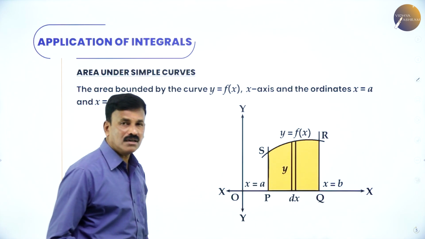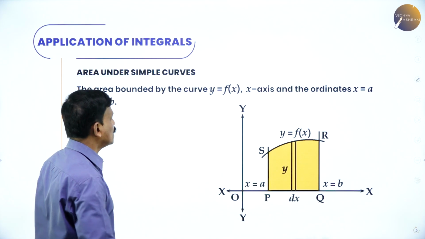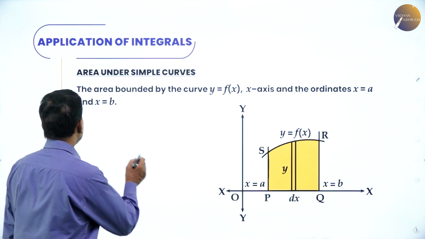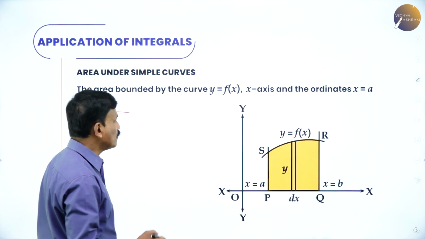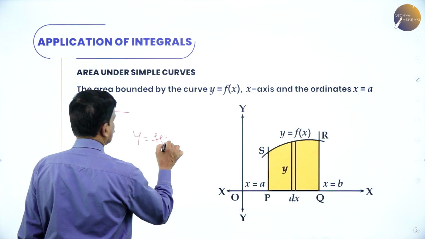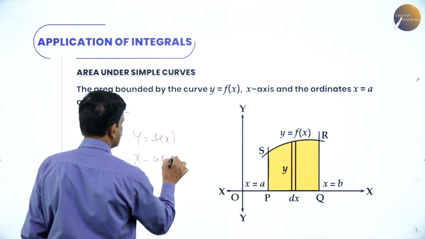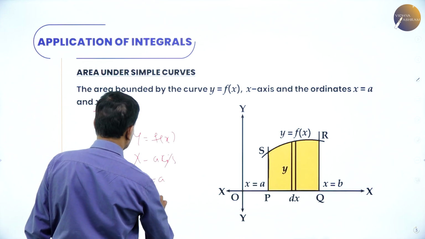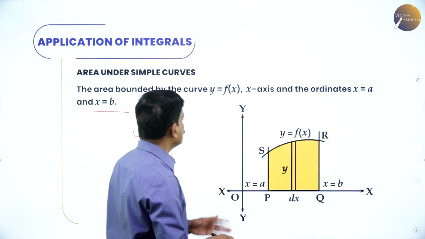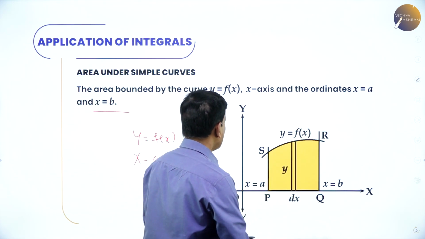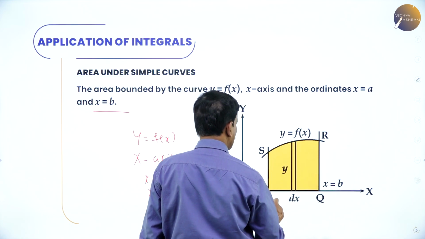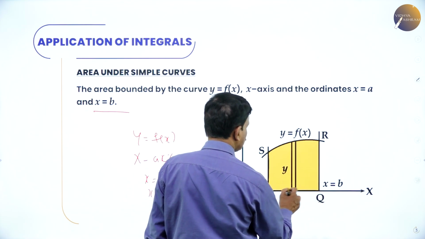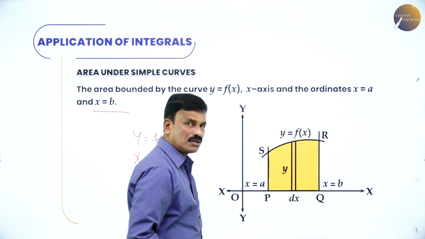So to find the area under simple curves, let us consider a curve y is equal to f of x on the x-axis and bounded by the ordinates x is equal to a and x is equal to b. If y is equal to f of x is a curve and this curve is on x-axis and the ordinates, what are the ordinates? x is equal to a and x is equal to b. This is the curve. So if y is equal to f of x is a curve and here x is equal to a and x is equal to b are the ordinates, that is OP is equal to a, that is x is equal to a, and that is OQ is equal to b, that is x is equal to b.